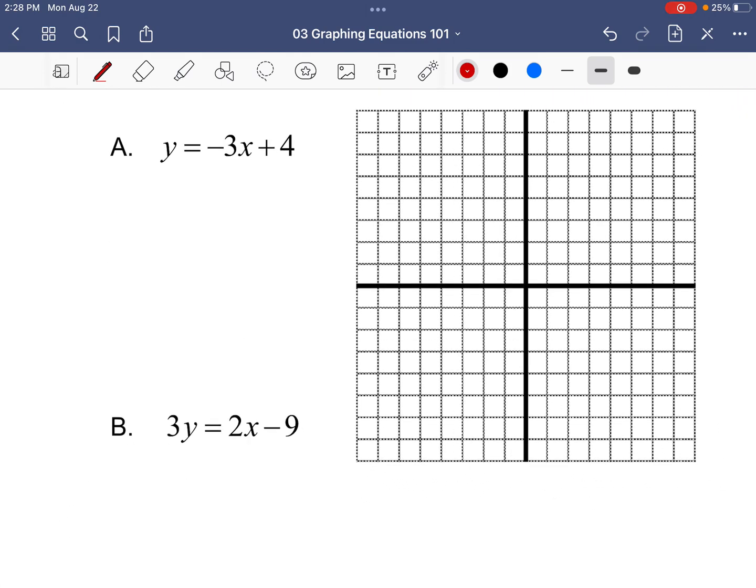Let's graph some equations. Now, when you see this first equation, I hope that you pretty instinctively shout out slope-intercept form. Y equals mx plus b. -3 is the slope. 4 is the y-intercept. We want to make sure that we keep those two numbers straight. They represent the key components to that graph.